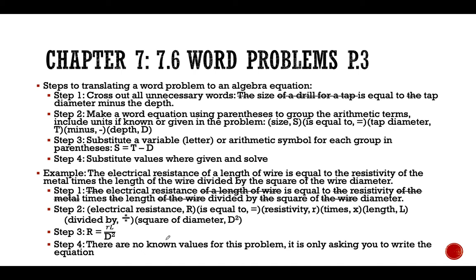And now our algebraic expression is large R equals small r L divided by D squared. There are no known values for this problem. It's only asking you to write the equation.